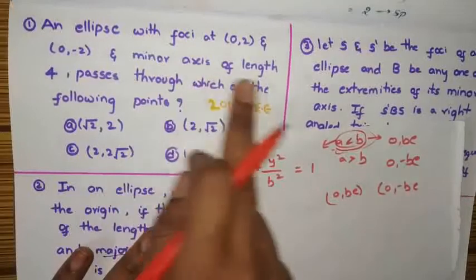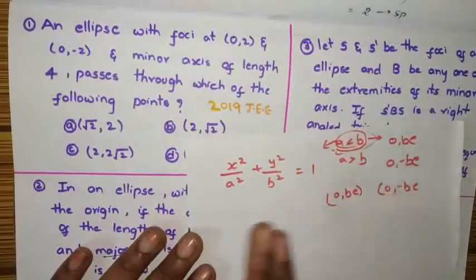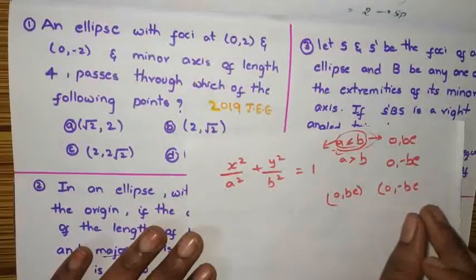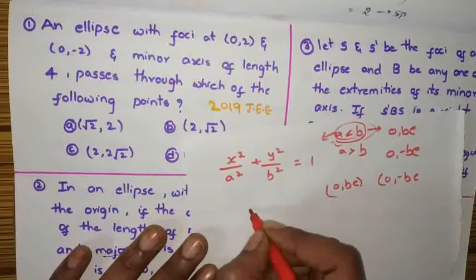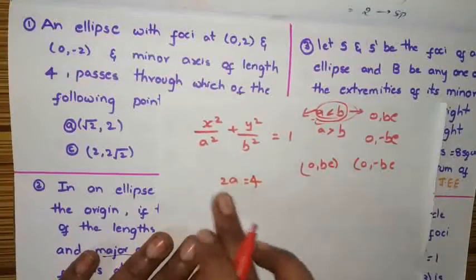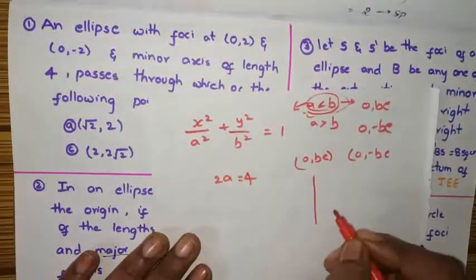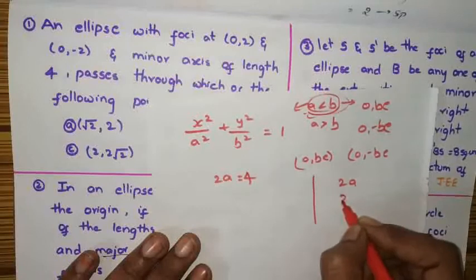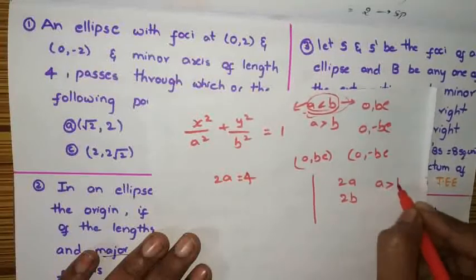Now the minor axis. In this case, what will be the minor axis? 2a will be the minor axis. 2a is equal to 4. I didn't discuss this point: the length of the major axis will be 2a and the length of the minor axis will be 2b when a is greater than b, okay?